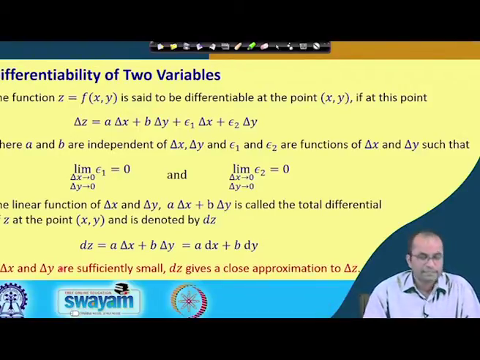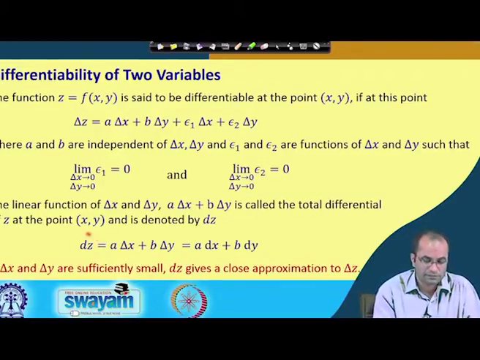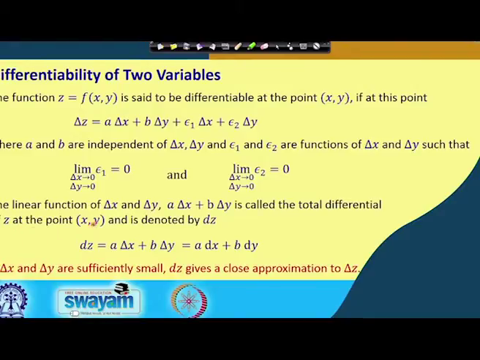So, if delta x and delta y are small enough, then dz, the differential of z at this point, will be a good approximation of the change in z, that is delta z, because this nonlinear term, for small values of delta x and delta y, will go to 0, and we will have a very good approximation by this linear term, at least in the neighborhood of the point x y.